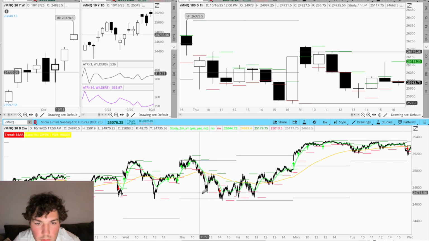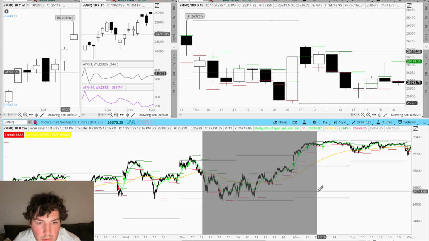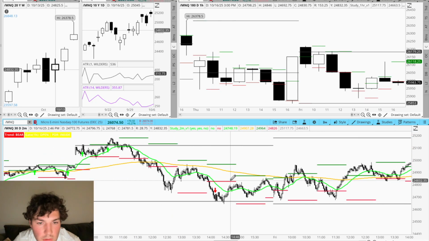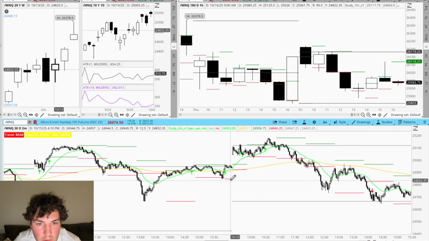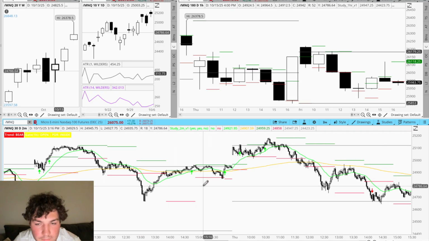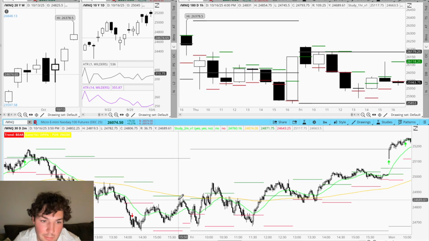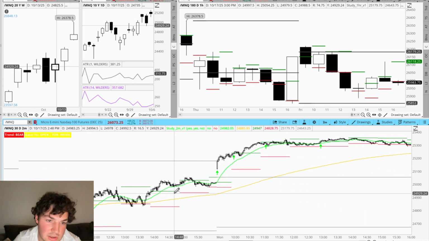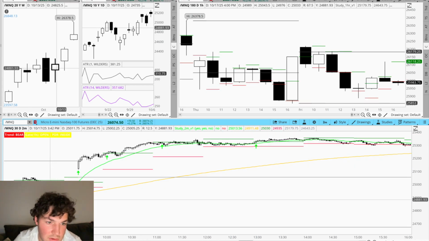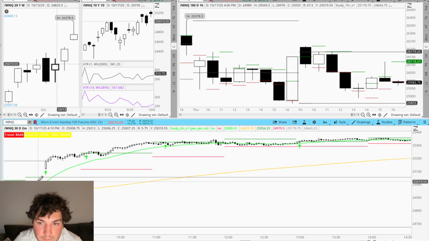Where were we? I think you get the idea. This is how I do my bar by bar analysis. I'm trying to go fast so I can show lots of examples.